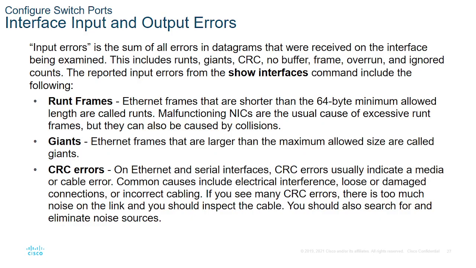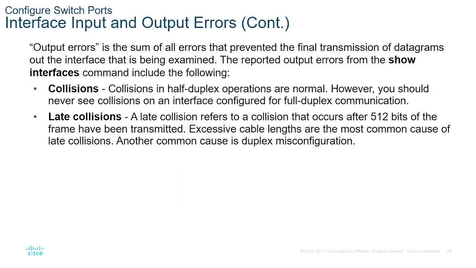cabling or loose connectors. When we have output errors, this is the sum of all errors that have prevented the final transmission of datagrams out of an interface that is being examined. The reported output errors from the show interfaces command include collisions. This normally happens in a half duplex environment, and these in half duplex are very normal. However, you should never see any collisions in full duplex communication.